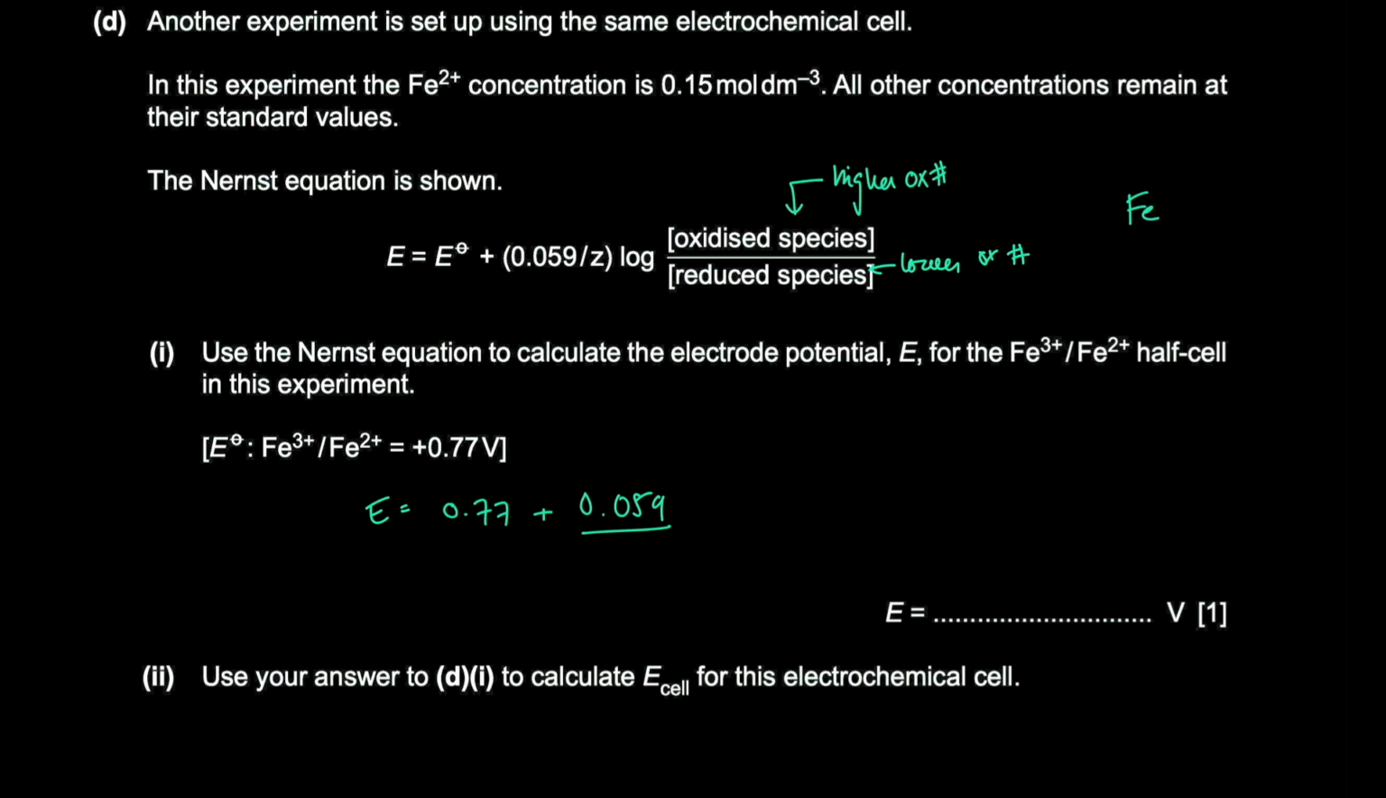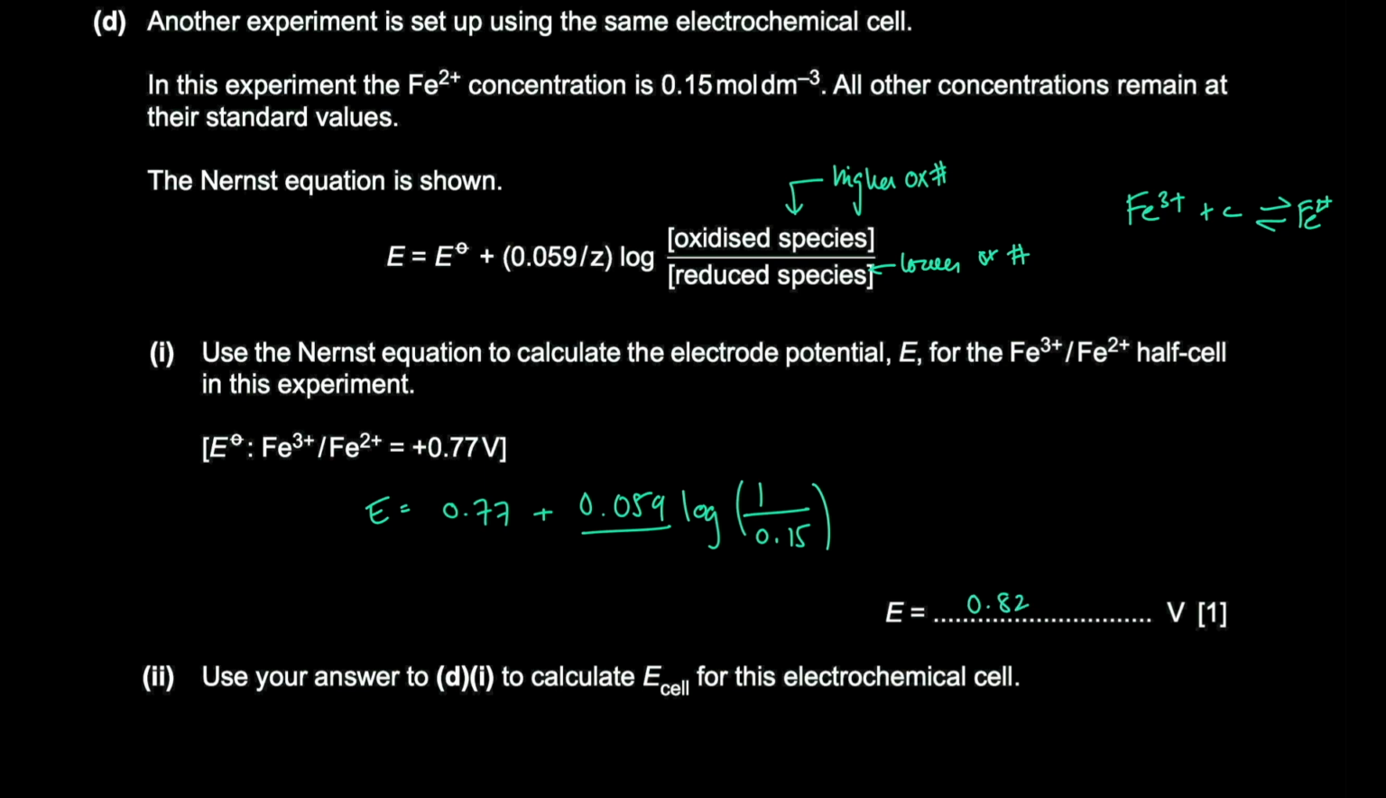Z is 1, because you can write down the half equation, Fe3+ plus e minus gives you Fe2+, right? So we have 1 electron in this half equation. So z is equal to 1. And then log of the concentration of the oxidized species, that is the species with the higher oxidation number, Fe3+, which remains unchanged. So that's just 1, divided by the concentration of the species with the lower oxidation number, that's Fe2+, so that's 0.15 mole per dm3 in this particular case. And if you calculate that, you get 0.82 volts.